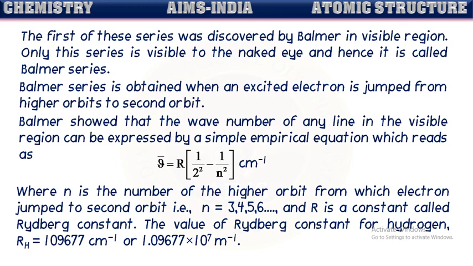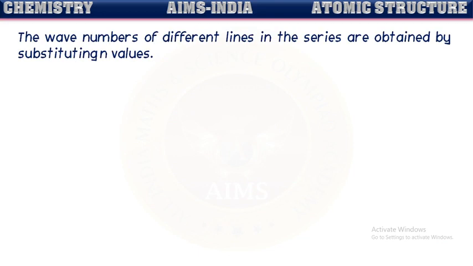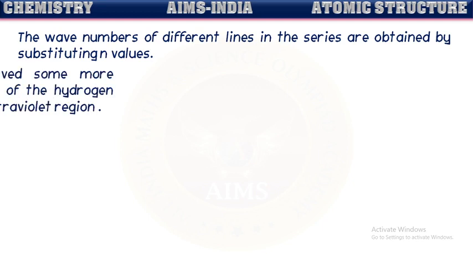And R is a constant called Rydberg constant. The value of Rydberg constant for hydrogen is RH equal to 109677 centimeter inverse, or 1.09677 into 10 to the power of 7 meter inverse. The wave numbers of different lines in this series are obtained by substituting n values.